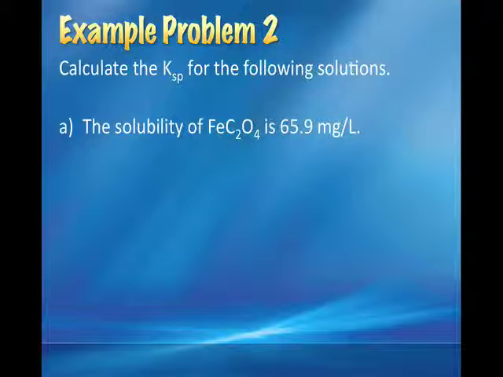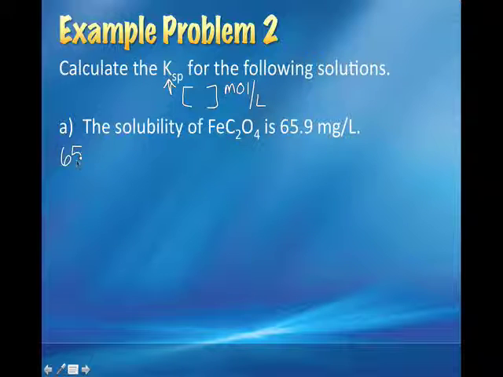Letter A wants the solubility of Fe, which would be iron, and the C2O4 is oxalate, so this is iron 2 oxalate. And what they're telling us is that the solubility is 65.9 milligrams per liter. What I'm going to do first is, because we know Ksp deals with molarities, with concentrations, take this number and change it into moles per liter. So it's molarity, and that will help me get to my K.